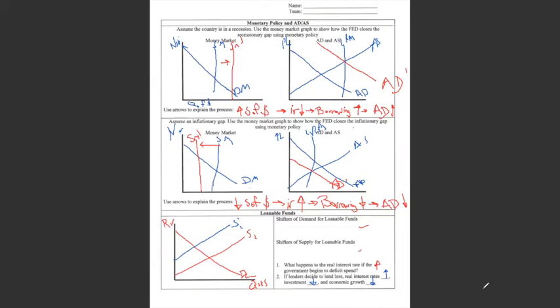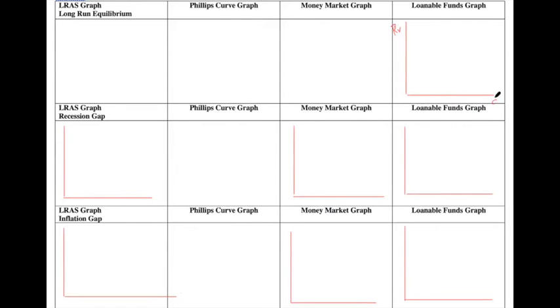Any questions on any of those? No, we're good? Okay, so here, this is our quantity of dollars. And for this one, you can just straight draw the demand and supply and leave it alone. Okay, that one's perfect. That's the perfect situation up there.